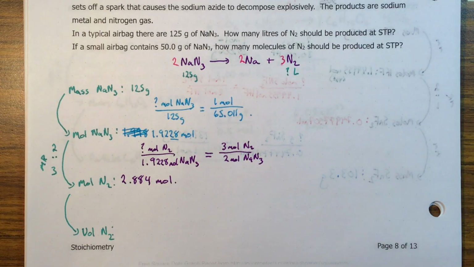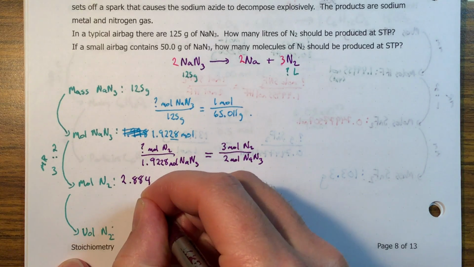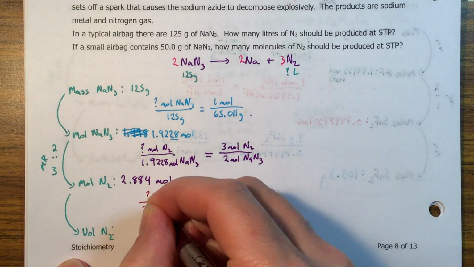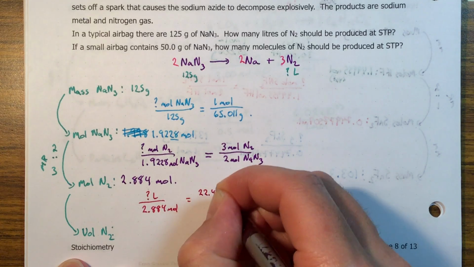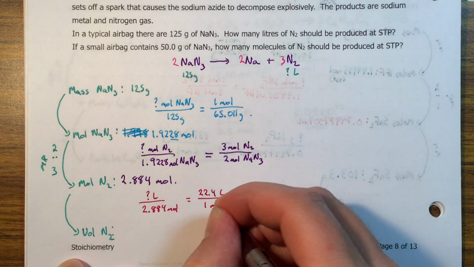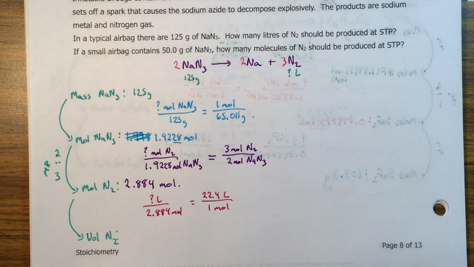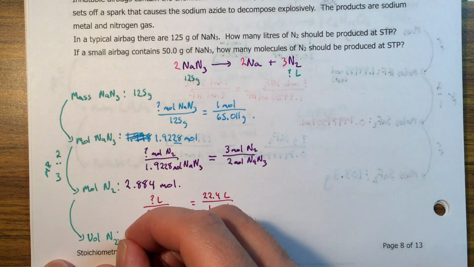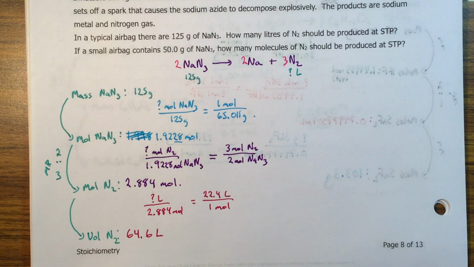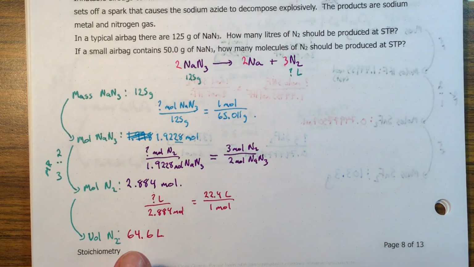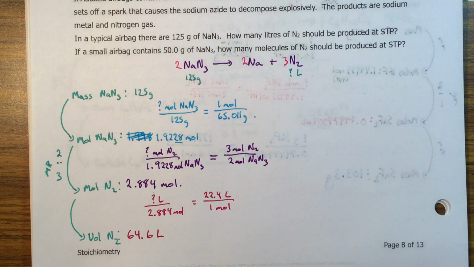Last part of this question. How many liters are there in 2.884 moles if there's normally 22.4 liters at STP in 1 mole? So I take my answer times 22.4. 64.6 liters of gas at STP. Of course, this gas will not be at STP because it's going to fill up an airbag and it's going to have much higher pressure in that airbag. So your airbag won't be 64.6 liters in size.